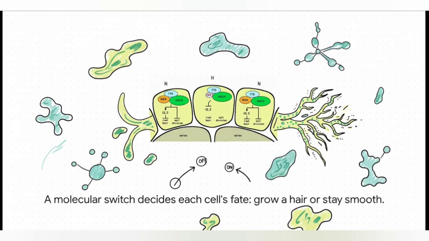It's fascinating. Inside every single one of those surface cells, there's basically a competition going on between a grow-a-hair signal and a stay-smooth signal. In the cells that are destined to be smooth, a specific gene gets turned on. But in the cell right next door, that same gene gets blocked, which unleashes the command to grow a hair. It's this really elegant on-off switch that creates the perfect pattern for absorption.